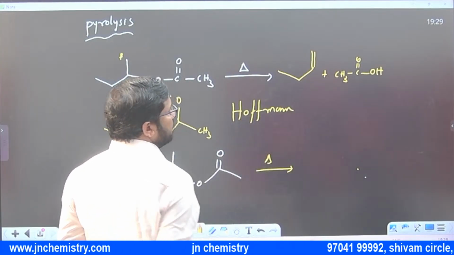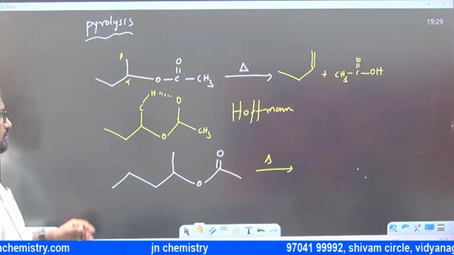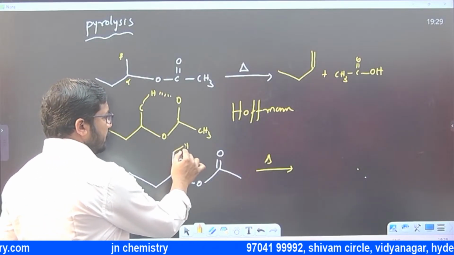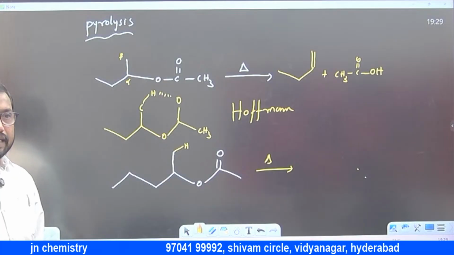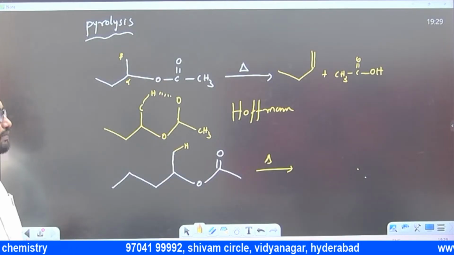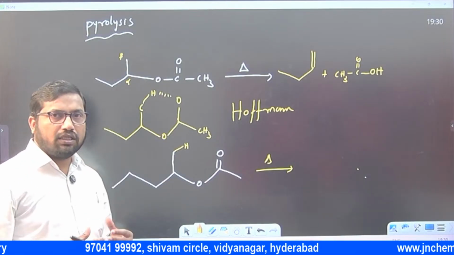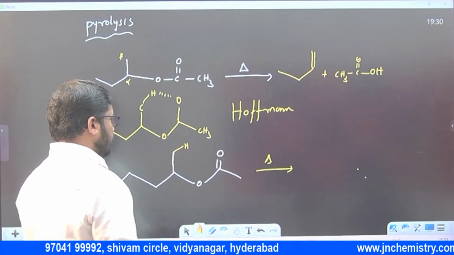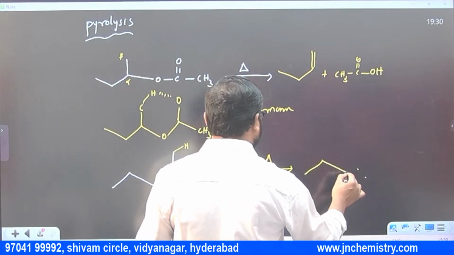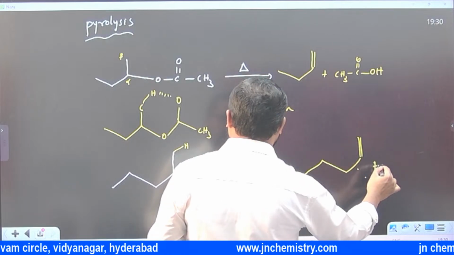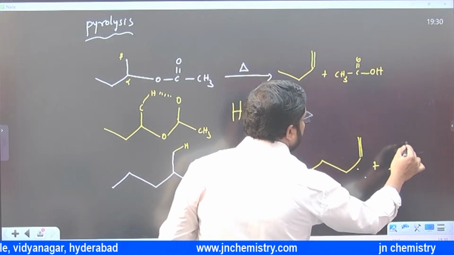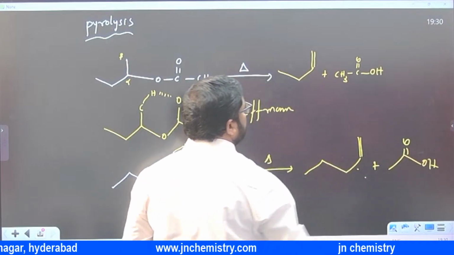Hoffman elimination means what? Because of this hydrogen only, it is cyclic, right? A 6-member cyclic transition state is forming. A 6-member cyclic transition state is highly stable. So directly I can write the product. Here is the alkene, and C double bond OH is the byproduct.